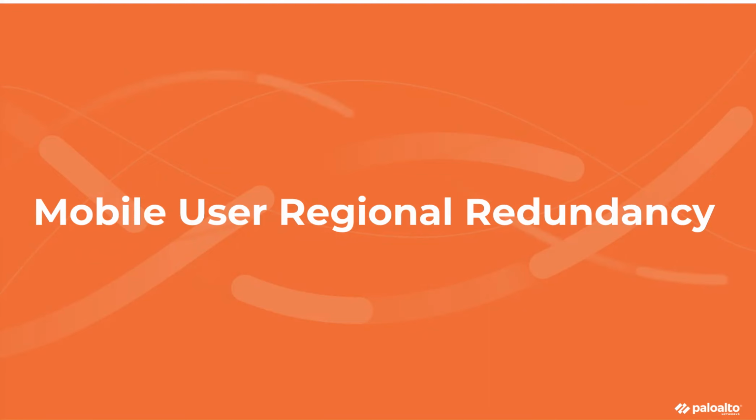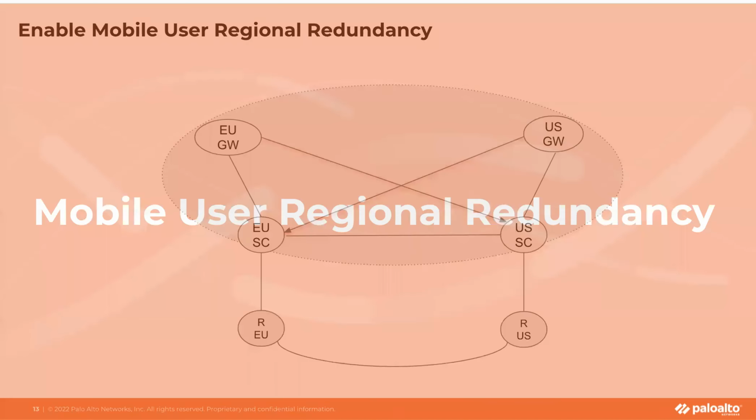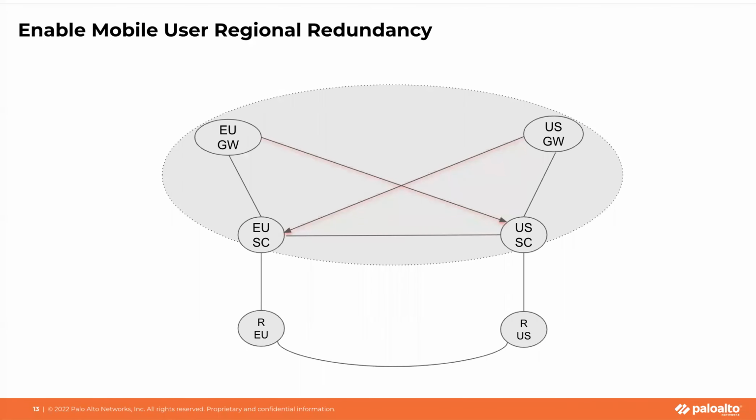Today, we are talking about best practices for managing Prisma Access. First, we'll talk about mobile user regional redundancy. Mobile user regional redundancy, this feature provides redundant network paths between the mobile user's data plane and the service connection in different compute locations.